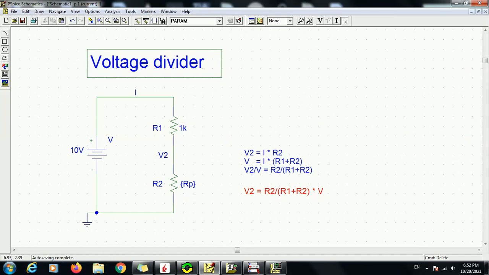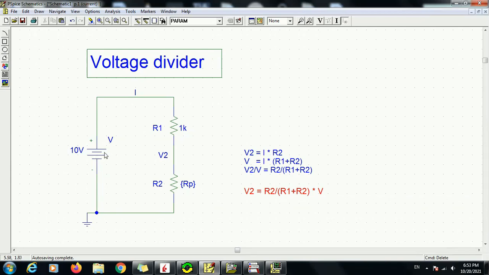As we can see here in this schematic, we have a DC circuit with two resistors, R1 and R2. R2 is a variable resistor which will change from a value of 1 kilo ohm to 6 or 7 kilo ohms. We are going to measure the voltage V2 across this resistor R2 to see the effect of changing its value while keeping R1 constant at 1 kilo ohm. Our supply here is 10 volts.